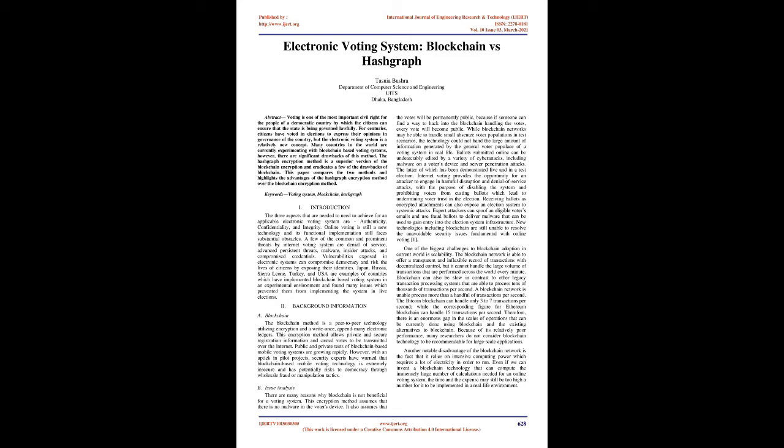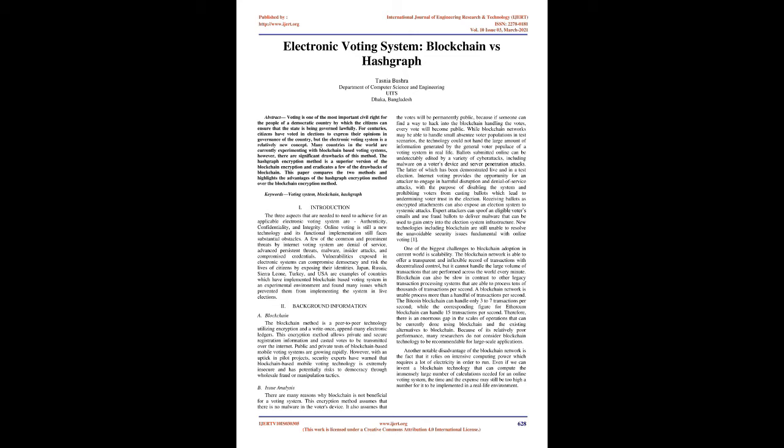Ballots submitted online can be undetectably edited by a variety of cyber attacks, including malware on a voter's device and server penetration attacks, the latter of which has been demonstrated live and in a test election. Internet voting provides the opportunity for an attacker to engage in harmful disruption and denial of service attacks, with the purpose of disabling the system and prohibiting voters from casting ballots, which leads to undermining voter trust in the election. Receiving ballots as encrypted attachments can also expose an election system to systemic attacks. Expert attackers can spoof ineligible voters' emails and use fraudulent ballots to deliver malware that can be used to gain entry into the election system infrastructure.